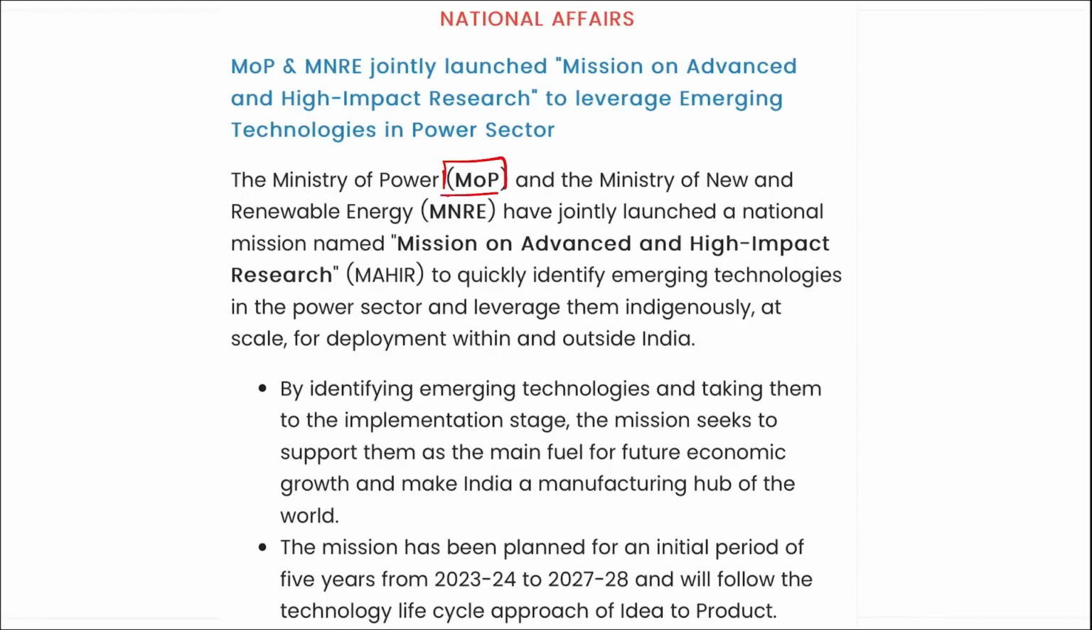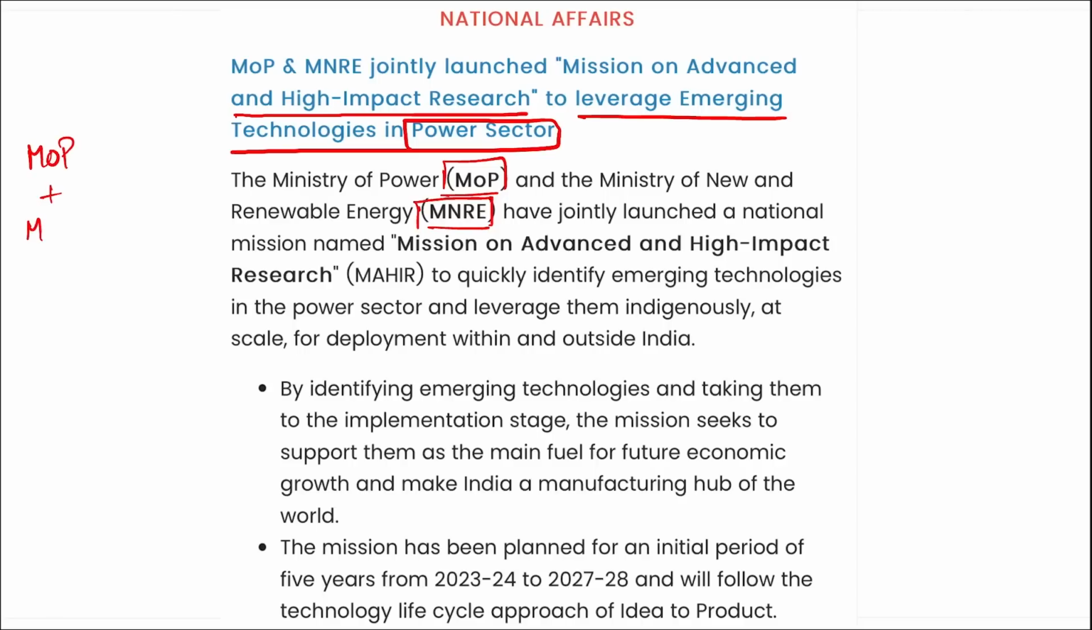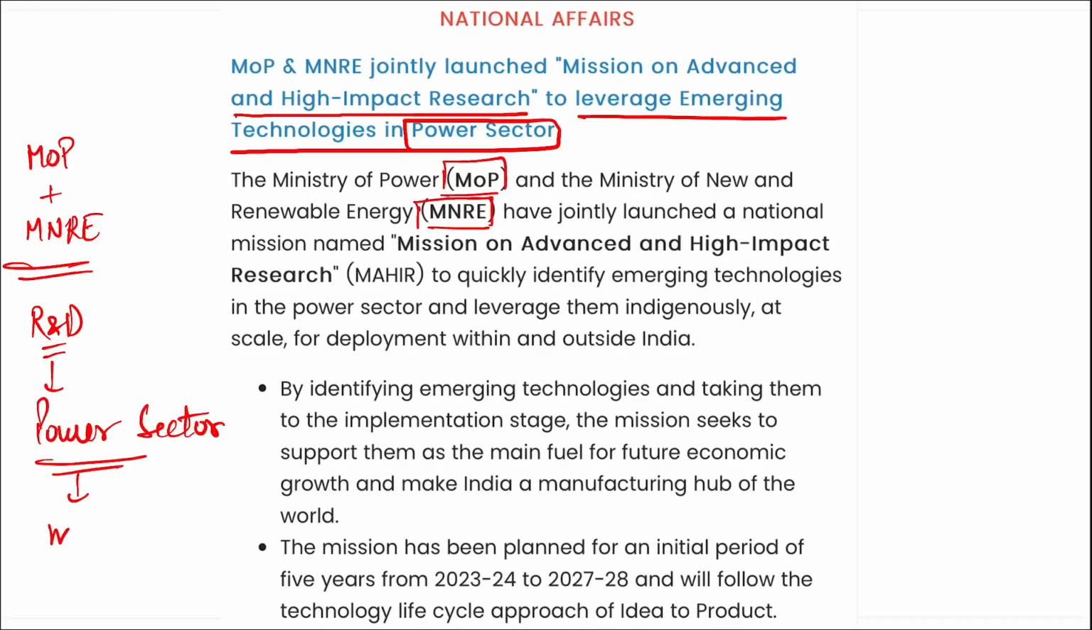Recently Ministry of Power and Ministry of New and Renewable Energy together jointly launched a mission on advanced and high impact research to leverage emerging technologies in the power sector. So in short we can say that the two ministries joined hands to have research and development in the power sector, right? How can we make our power sector more efficient? How can we increase the output by reducing the emissions into the environment?